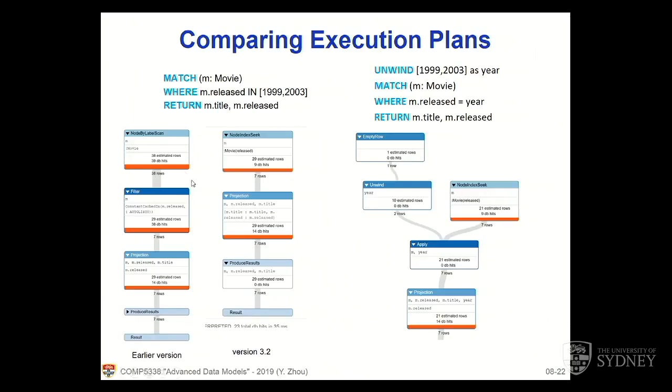But it could be more efficient than this one, because this one scans all the nodes, and this one, again, uses an index. If we don't have many values here, this plan could be more efficient than this plan, but it's definitely less efficient than this plan.